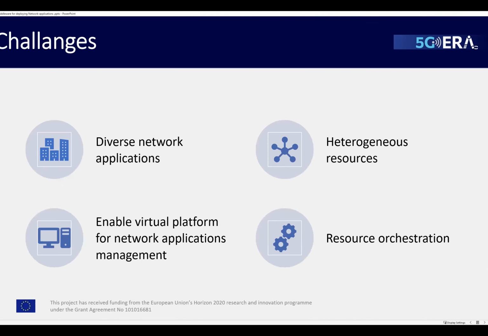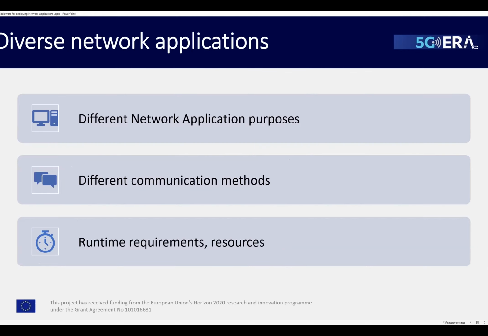But actually, why did we create this 5G middleware in the first place? There are a few reasons we are doing this. The first one is the diversity of the network applications, how different they are. The same comes with the resources. The resources that we are working on are heterogeneous, they are each different. We have to support multiple locations of the deployment. We have to support the orchestration process of those network applications. And finally, we have to glue this together to enable the virtual platform for this application.